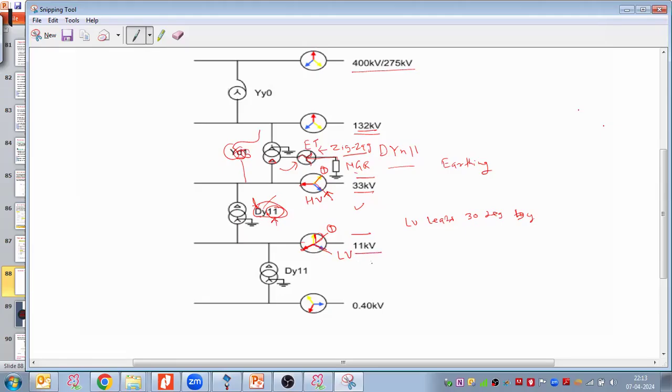They have another voltage level in their country, 11 kV by 400 V, and for that again they use Dy11. This is what the UK grid, or the entire electrical network, vector configurations they follow.